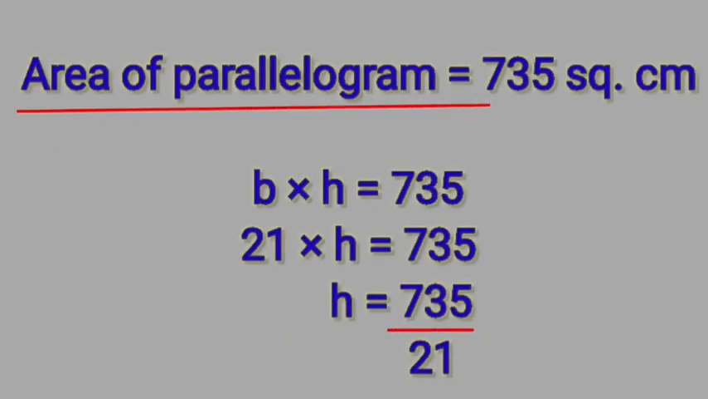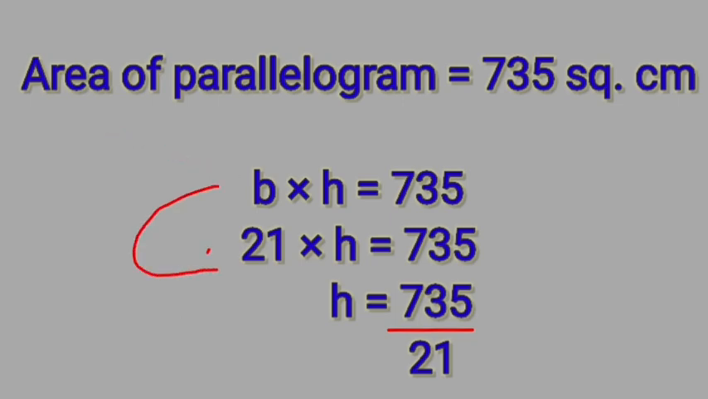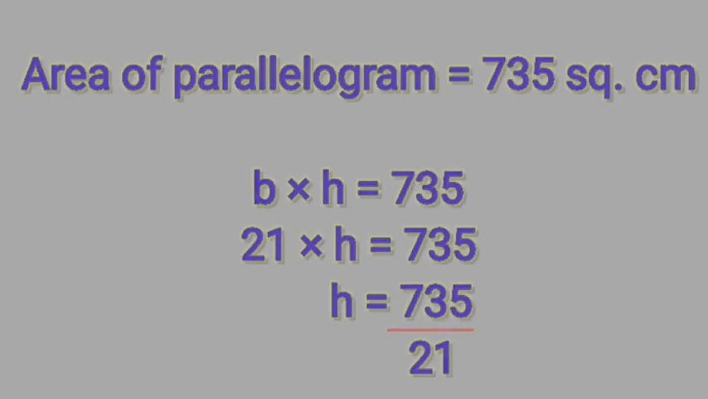Area of the parallelogram is given, that is 735 square centimeter, from the question itself, and we know that the formula for area of the parallelogram is B into H. The base is given as 21. To get the value of H, we have to divide 735 by 21. Let's see how I divide 735 by 21.